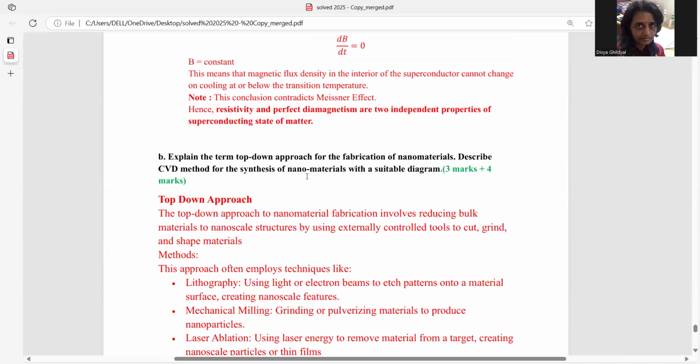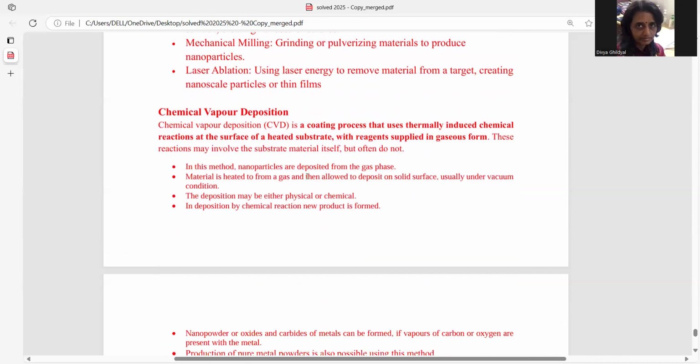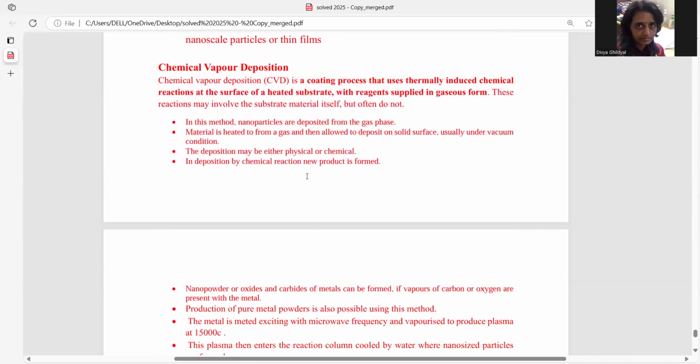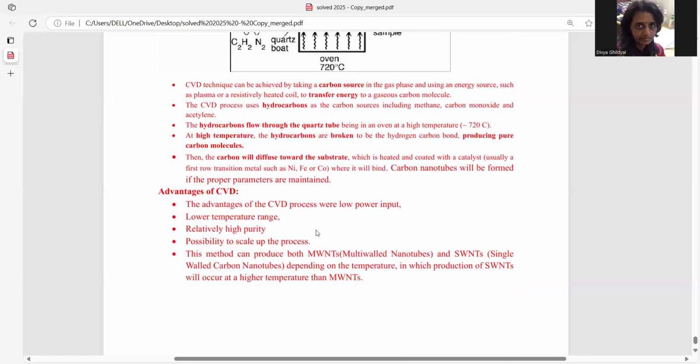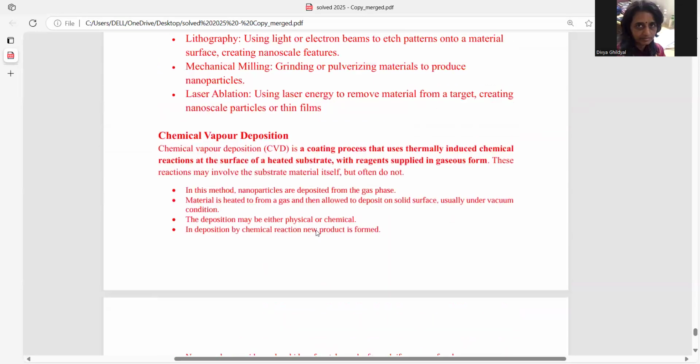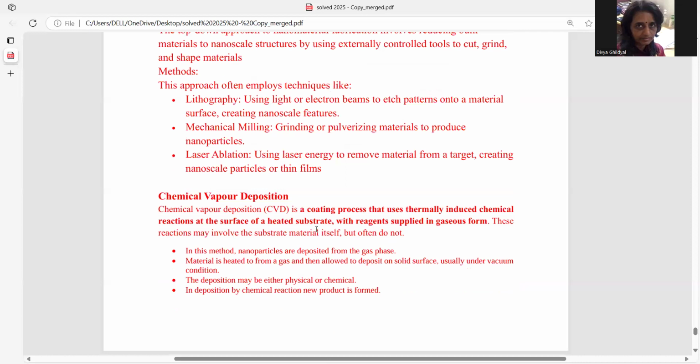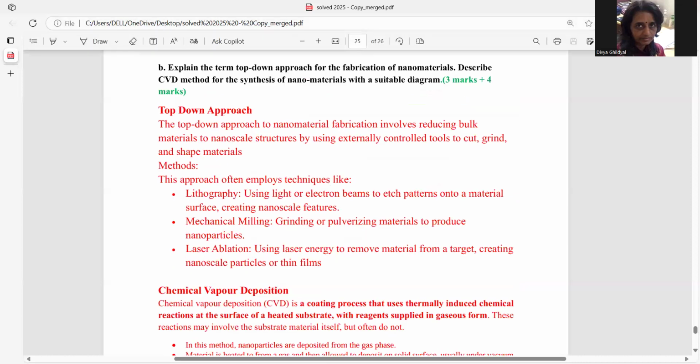What is top-down approach? To nanomaterial involves reducing bulk materials to nanoscale structures by using externally controlled tools to cut, grind, and shape the materials. Then you can take up the CVD technique, draw the proper diagram of chemical vapor deposition technique, how it gets deposited, the gas inlet, gas outlet, quartz tube, and explain it. Write 2-3 advantages also, because remember, these are 7-mark questions, but break the marking as I am showing.